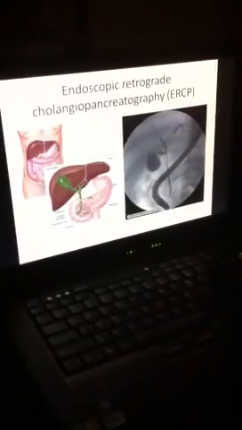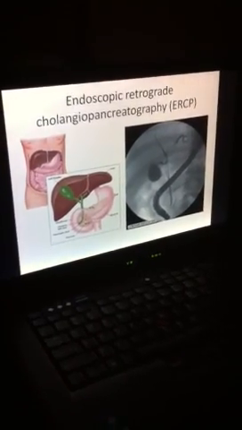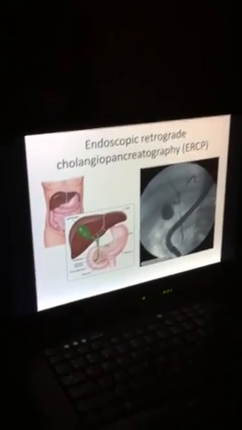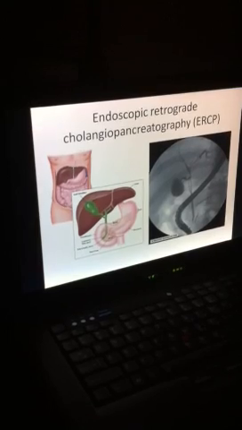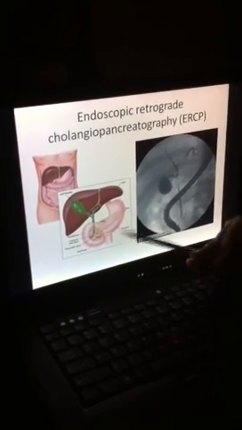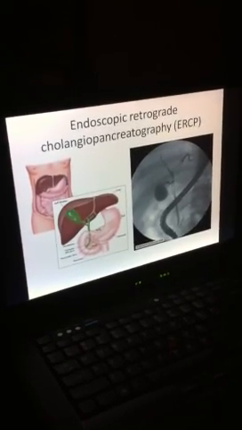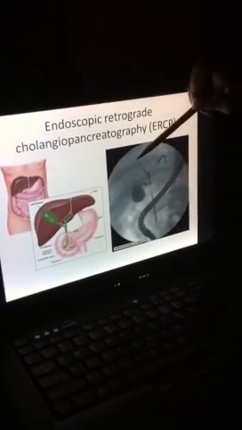Okay. Next is an ERCP. ERCP is used to view the hepatobiliary system, all the different ducts. So use this picture to orient yourself. You can see a lot of anatomy here. So does anyone know what this is?